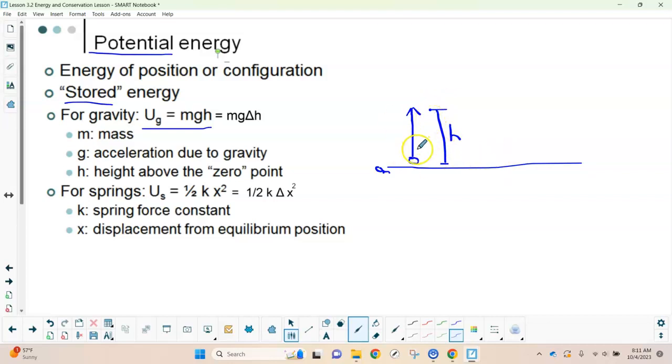So we take that mass m and we raise it to some height, and because of that ability to fall, that's really where it gains its energy. That is the gravitational potential energy.